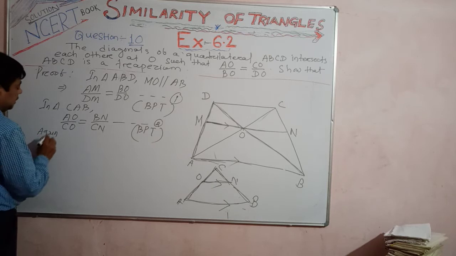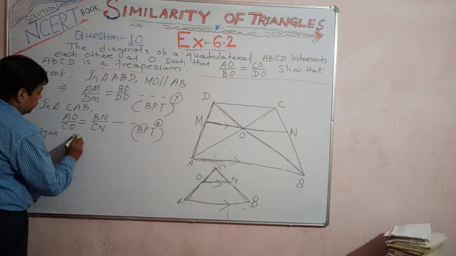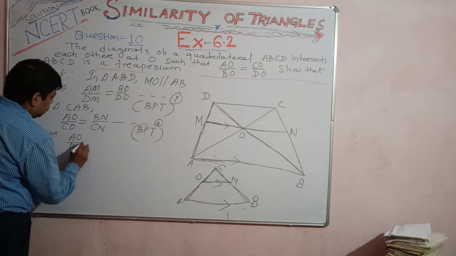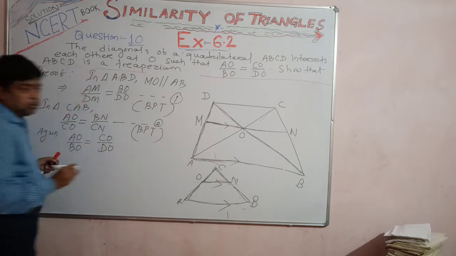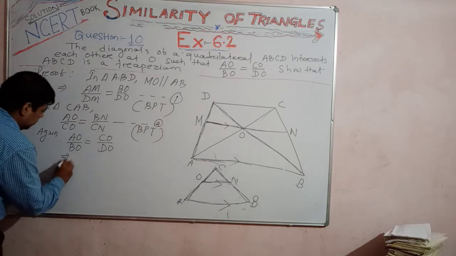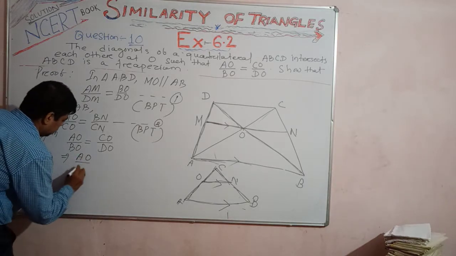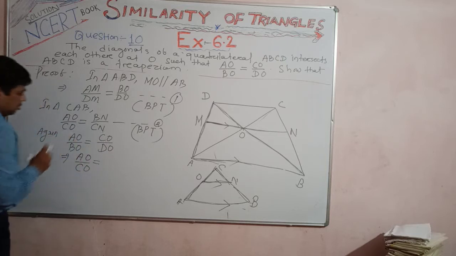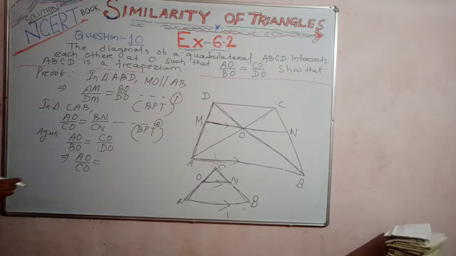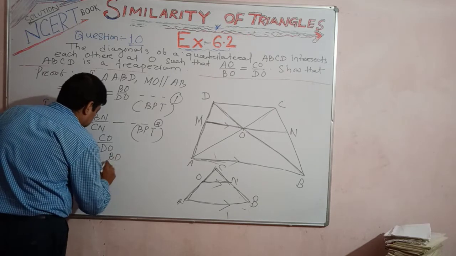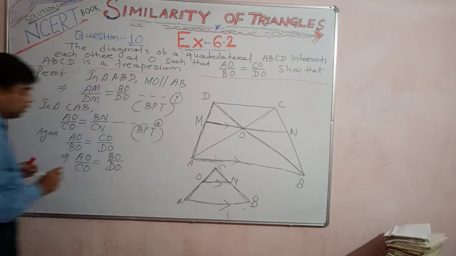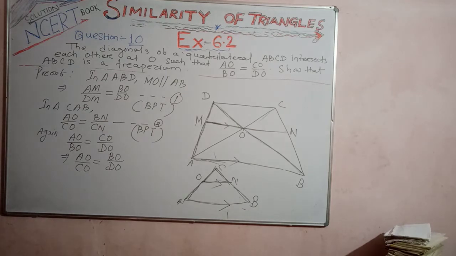Again, what is given, you see? AO upon BO is equal to CO upon DO. Yes or no? Okay. So that implies AO upon CO, we will transpose CO to the left hand side, so the numerator will become denominator, and BO goes to the right side. It will be BO upon DO. Can I write or not? Yes. Okay. Understand?